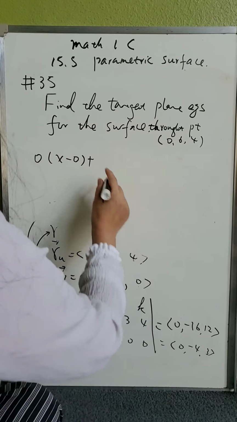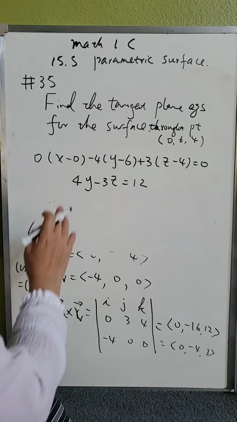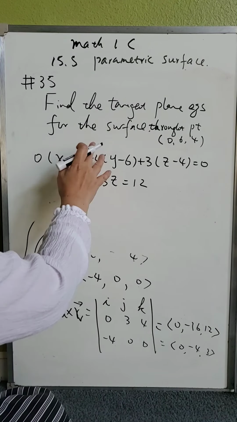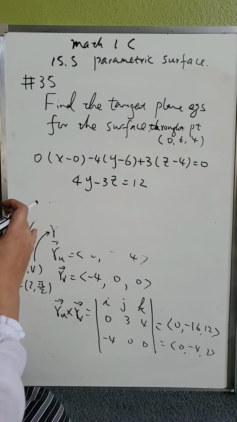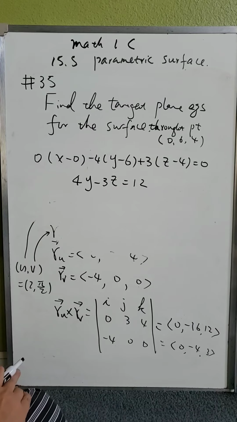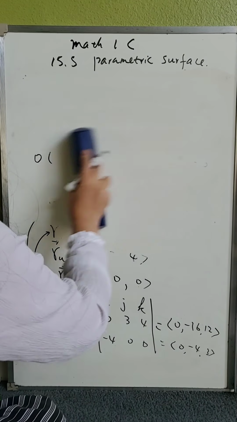So that's how you find the tangent plane equation if the surface function is not given to you. If it is given to you, that's very nice, but if it is not, you need to parameterize the surface yourself, okay? And the last thing I'm going to do in this session, I'm going to go very quickly.